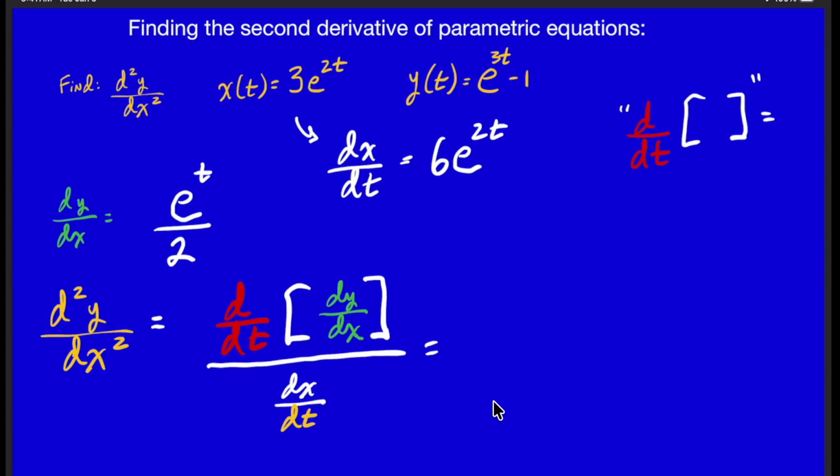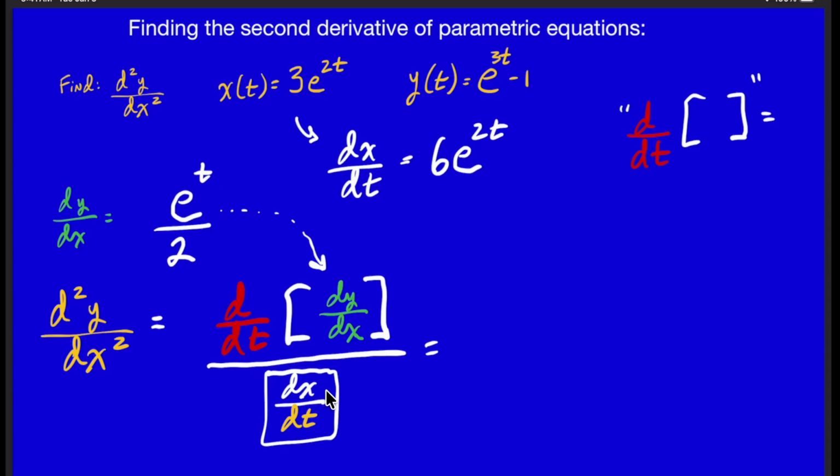Let's proceed with part 2, namely taking the second derivative. So here's the original first derivative, here's dy/dx, e to the t over 2. We're going to take the d/dt operator and apply it to dy/dx. So we're going to take our dy/dx and put that within those white brackets, take the derivative of this with respect to t, and then divide by dx/dt.